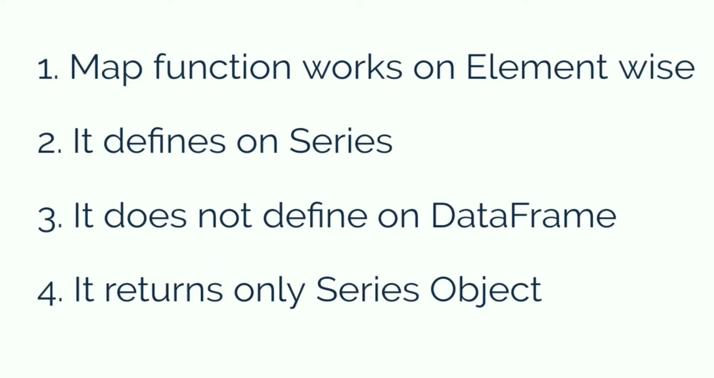It is only defined on series. You cannot use map function on a data frame. If you work on a data frame, then you can only work on any row or column of the data frame. It returns only series objects. So if you want to print it, then you will have to convert this series object into iterables.